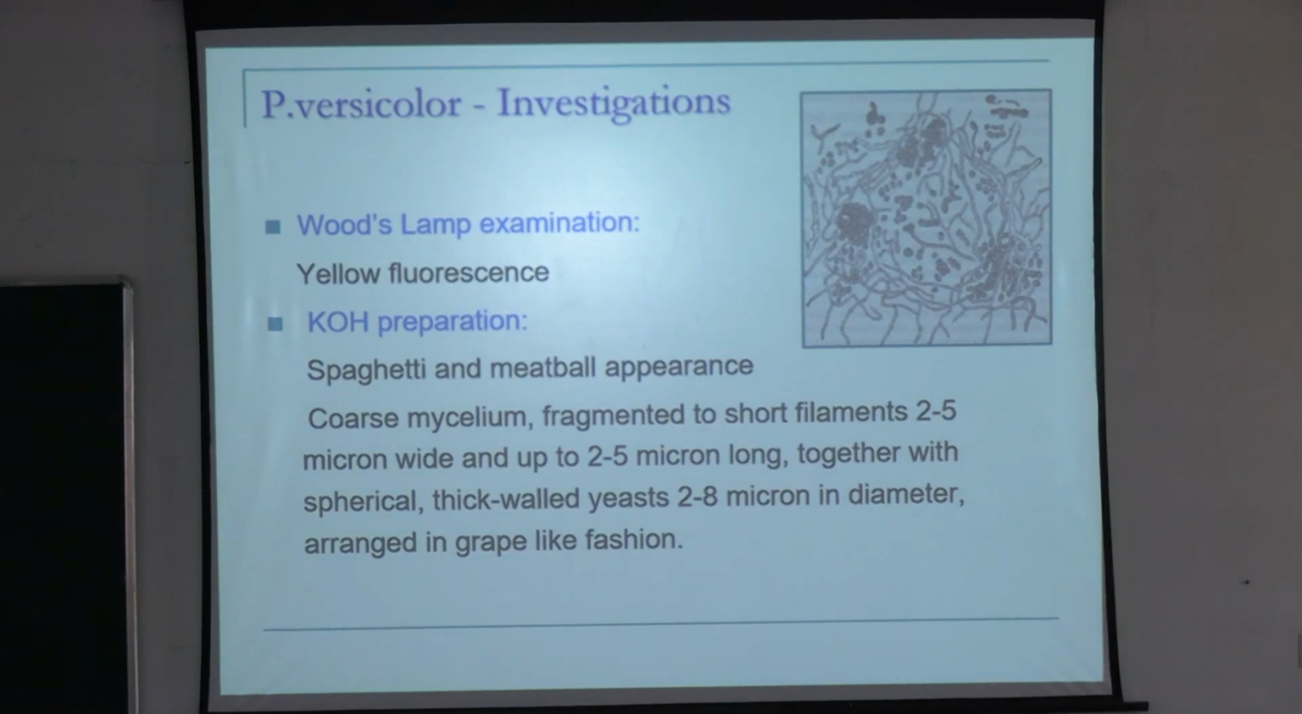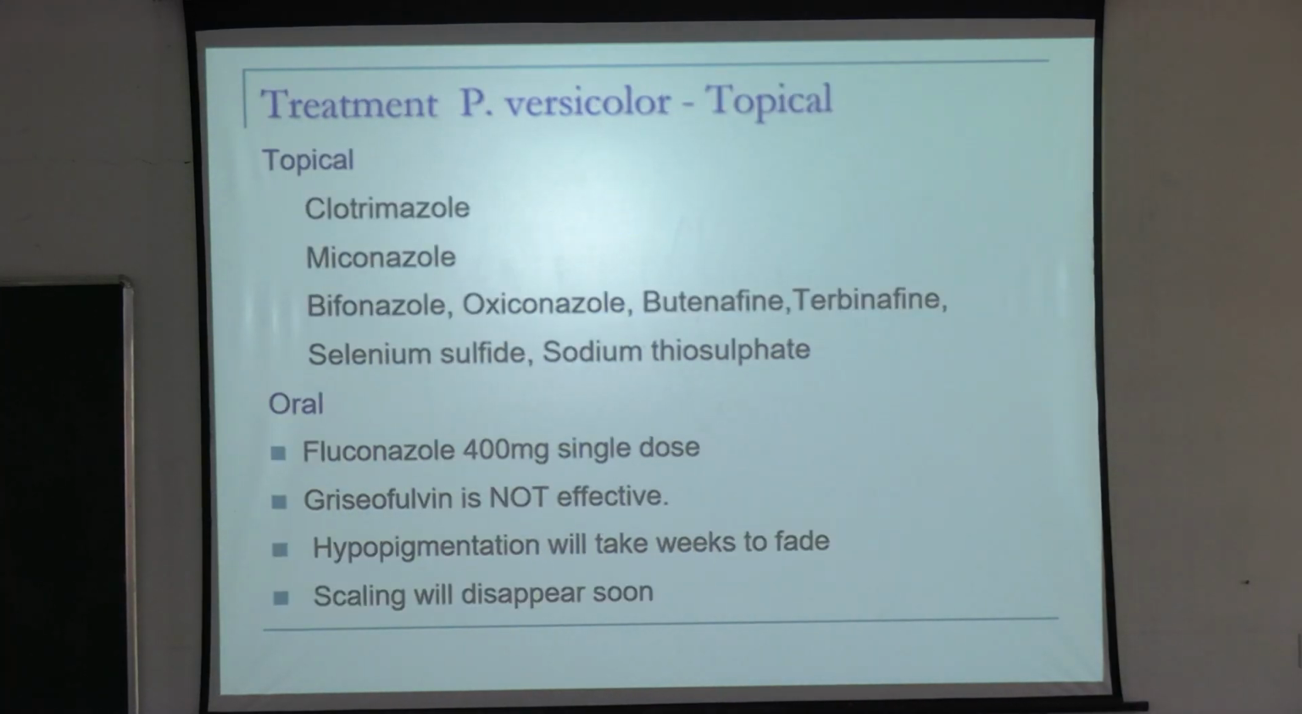But in versicolor, we see a spaghetti and meatball appearance. It is an MCQ question: spaghetti and meatball appearance. So this is an MCQ here. Okay. So treatment is again the same. We use the azole group mostly.